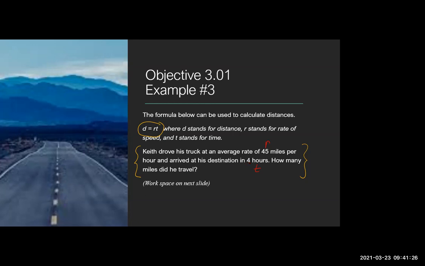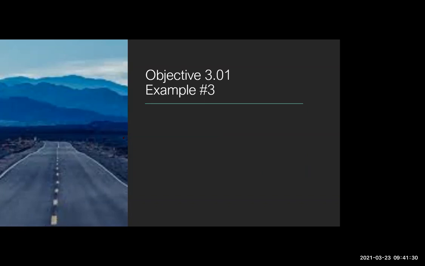Let me finish this one. I'll go back and fix it. All right, so I've got distance equals R times time. So again, we're putting in 45 for my rate, and I'm putting in 4 for my time. So 45 times 4 gives me 180. And that would be miles here.